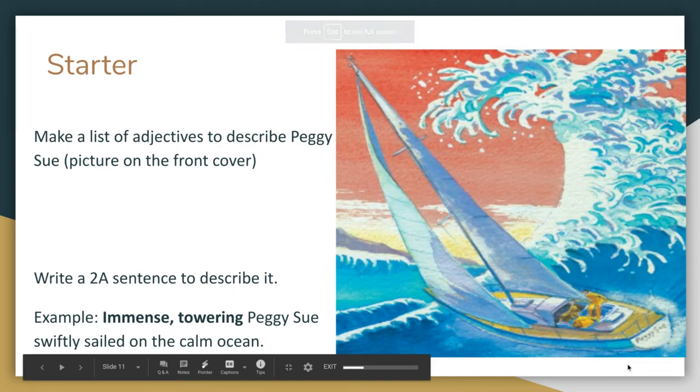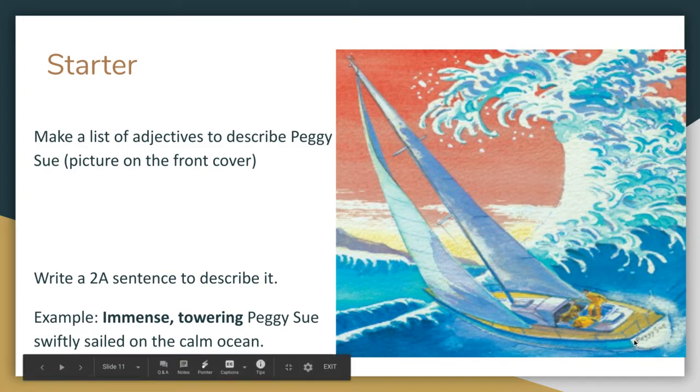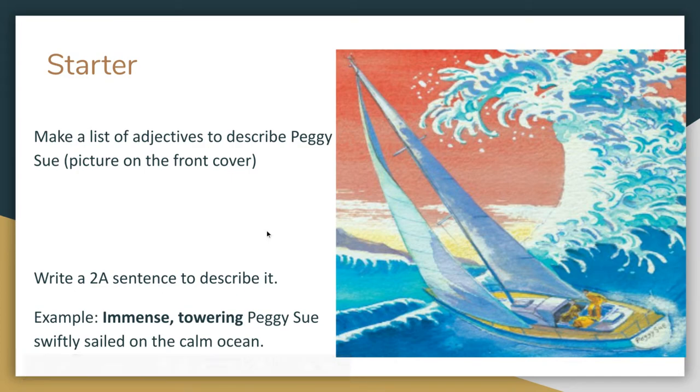Good morning, Year 5. For today's English lesson, we're going to do the starter to begin with. So I'd like you to look at the picture on the right, and I'd like you to make a list of all of the adjectives to describe the Peggy Sue, which after reading chapter 1, you should now know is this boat here. I would like you to write a 2A sentence to describe it as a challenge as well.